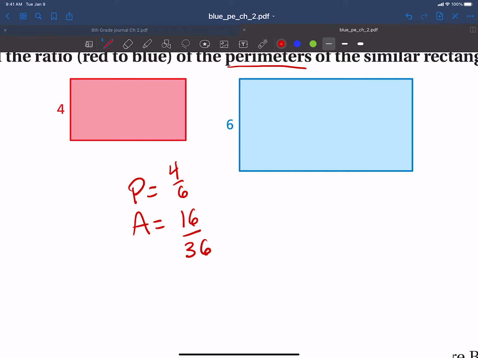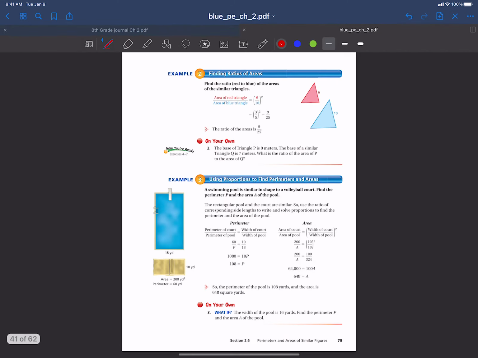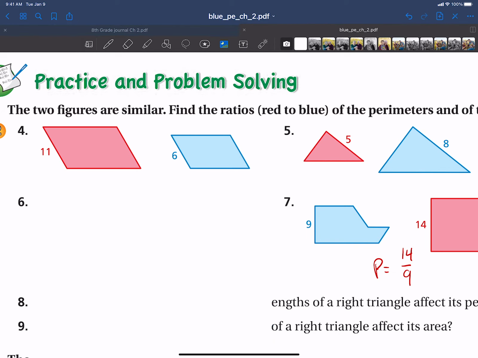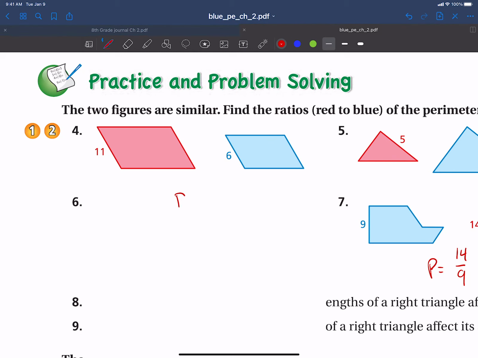Okay? Want to do another one? Can we do another perimeter and area one? Yeah, let's go back over here. Remember we just did number 11 in your notes? What did you tell me the perimeter was? It was 11 over 6. How do I find area? It's squared. Square them. What's 11 times 11? 144. No, that's 12 times 12.